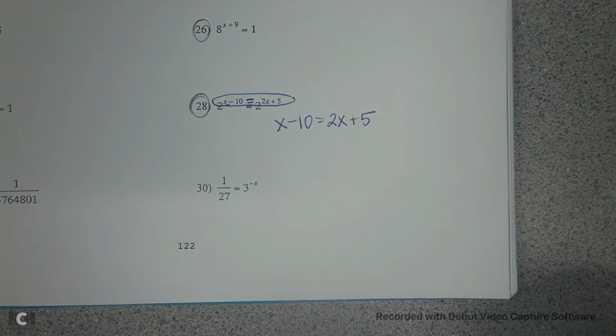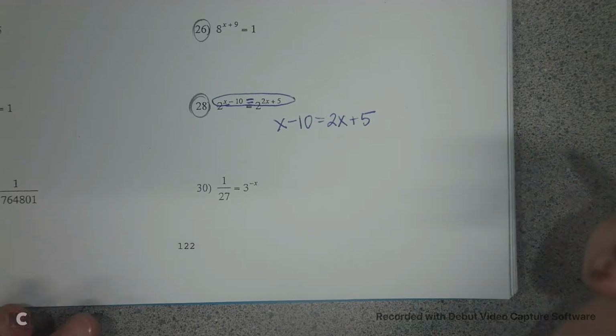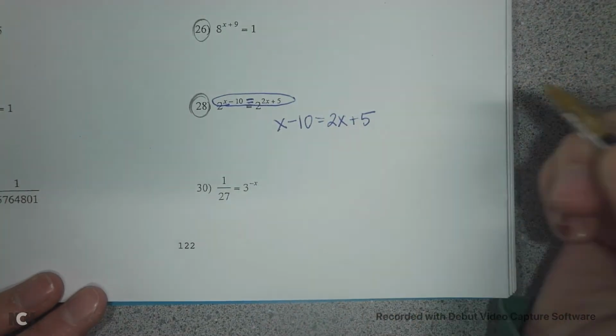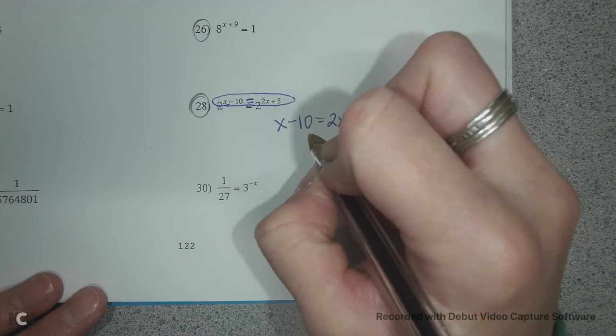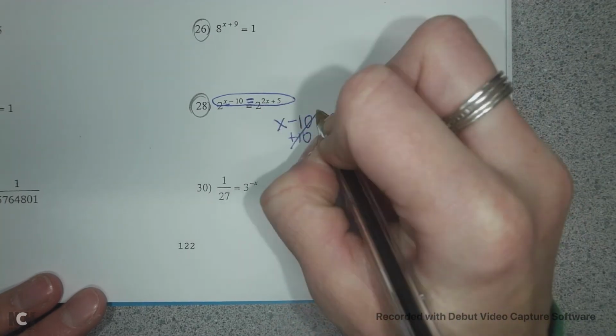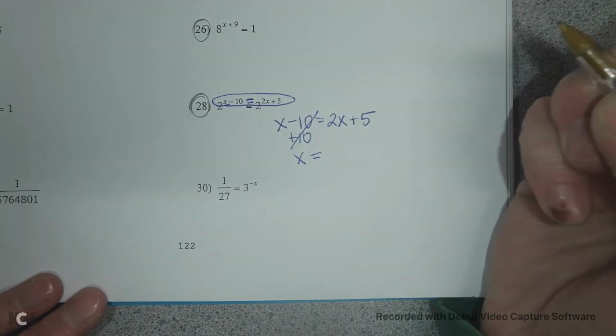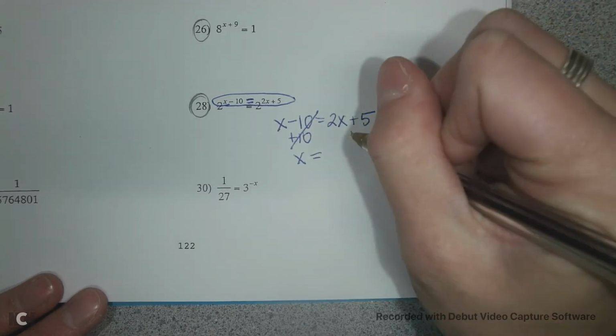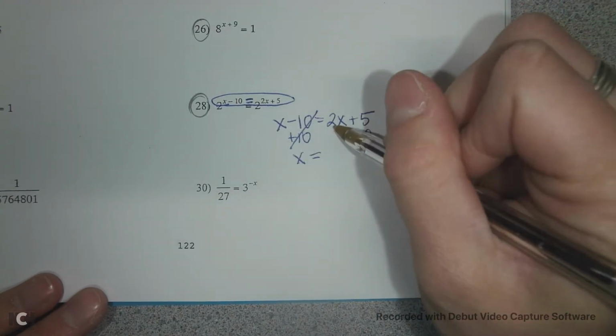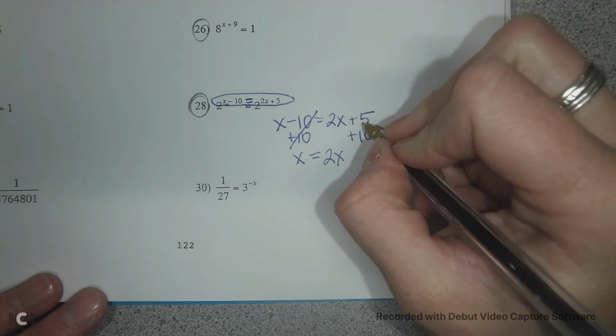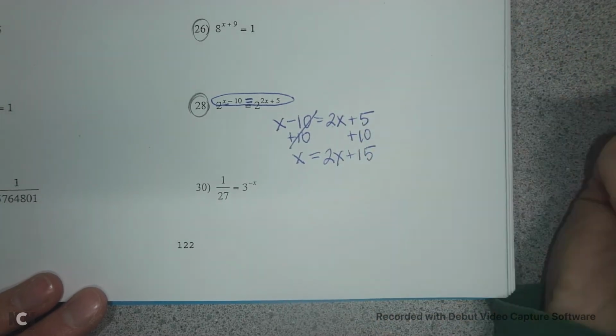Remember, when you have variables on both sides of the equation, you want a variable on one side and a number on the other side. So we're going to pick any of the 4 to move. I'm going to get rid of this negative 10 by adding 10, which gets my 10 away from my variable. Since I added 10 over here, I also have to add 10 on this side. Bring down my 2x, nothing happened to that. 5 and 10 is 15.